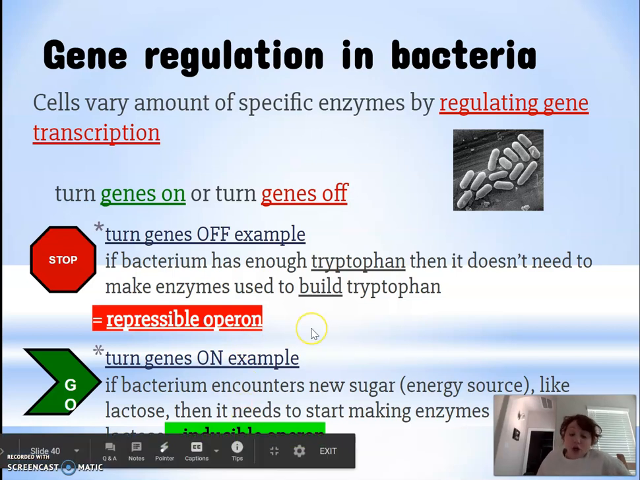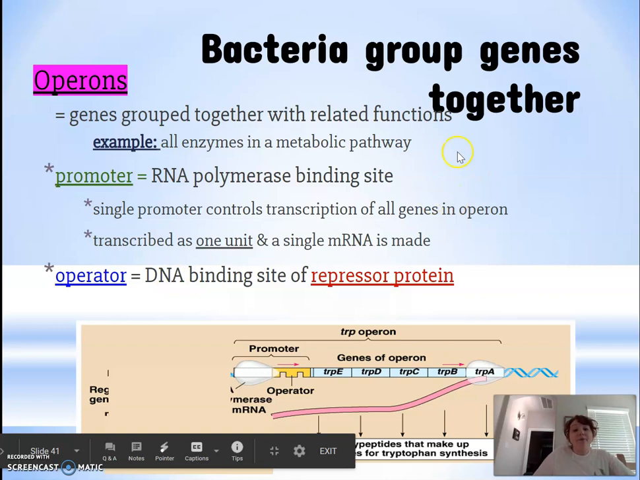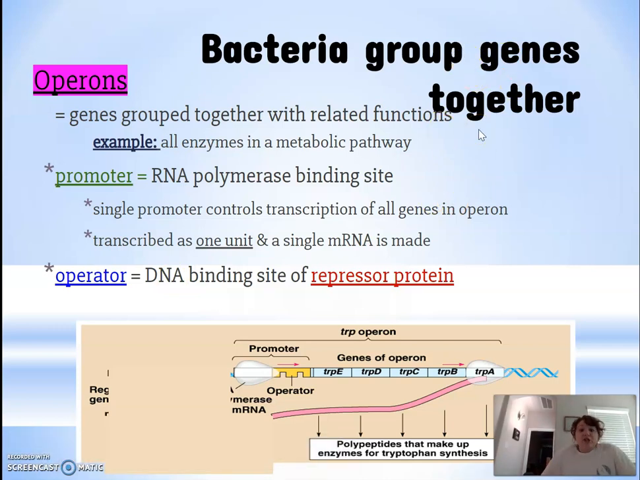Now, to turn genes on, an example is that if a bacterium encounters a new sugar, which is like an energy source, for example, lactose, then it needs to start making enzymes used to actually be able to digest lactose. So that's called an inducible operon. So it induces or causes the operation of it. Operons are actually genes grouped together with specific related functions. An example would be enzymes in a metabolic pathway. Okay, so all the enzymes from that feedback inhibition that was on the previous slide, those would be operons.